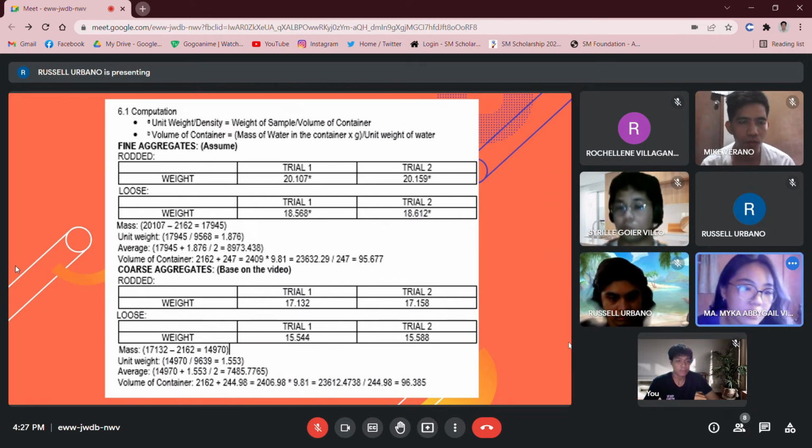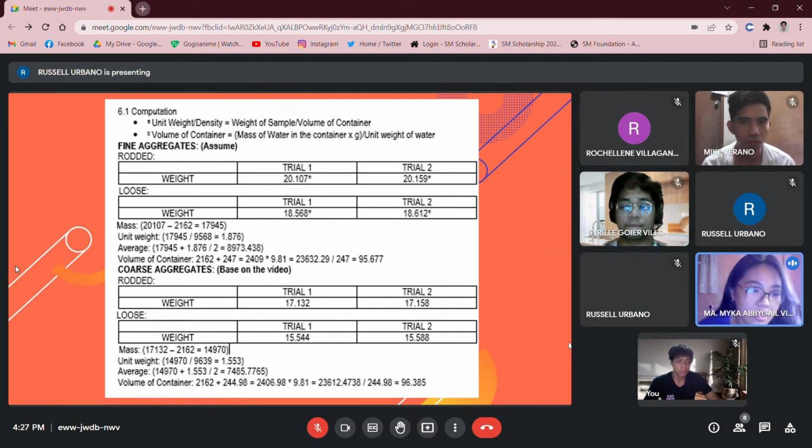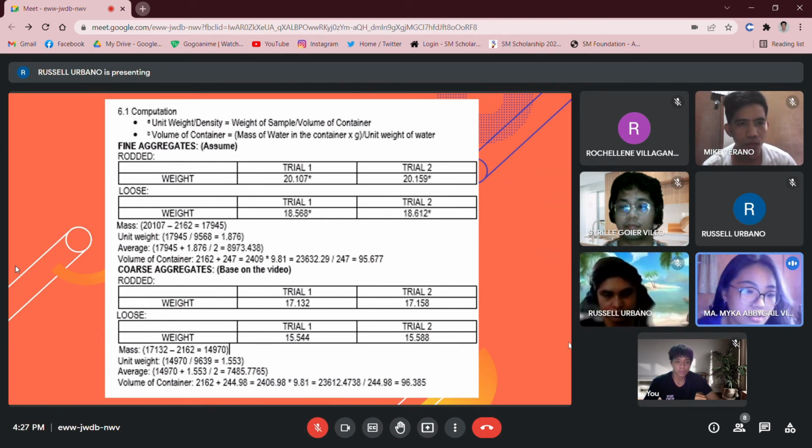Now, in getting the mass or weight, we subtract the weight of the container, which is 2,162, from the rodded trial 1. Next, for getting the unit weight or density, we divide the mass of trial 1 in rodded, which is 14,970, by the volume of the container, which is 9,639. To get the average in the data of coarse aggregate, we add the mass or weight and the unit weight or density, which is 1.553, and divide by 2 for a total of 7,374.774. We also do this procedure for trial 2 of rodded and trial 1 and trial 2 of loose coarse aggregate.